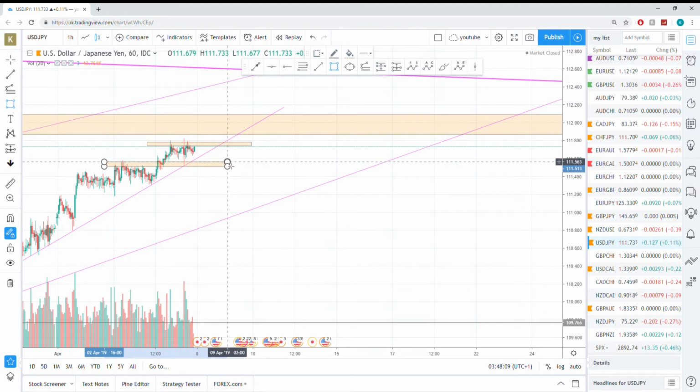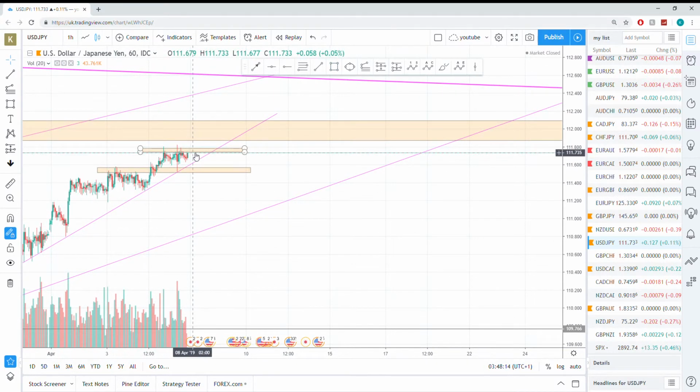this, so if we get a little break above this, then we'll be looking to see what happens in this zone here. If we can push past this, then we'll aim up to here.